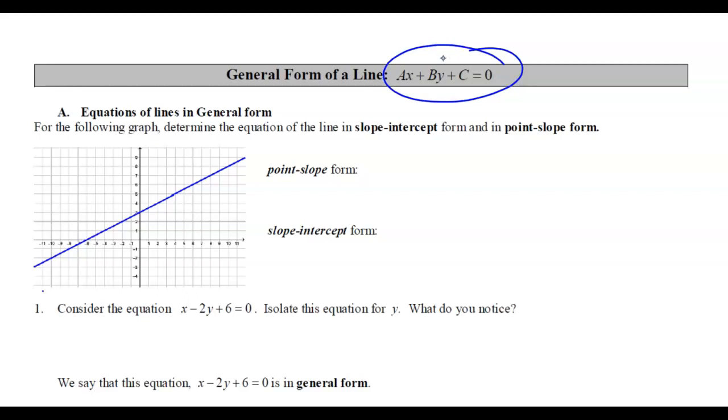Okay, so for the following graph, determine the equation of the line in slope-intercept form and in point-slope form. So take a look at this one. Because it has a nice y-intercept, that's why we can do that slope-intercept form right away if we wanted to, or you don't have to, you can use point-slope form.